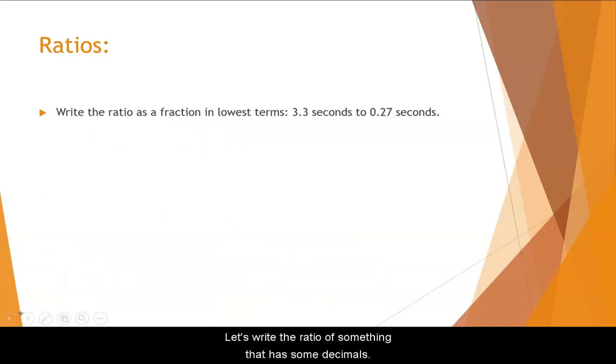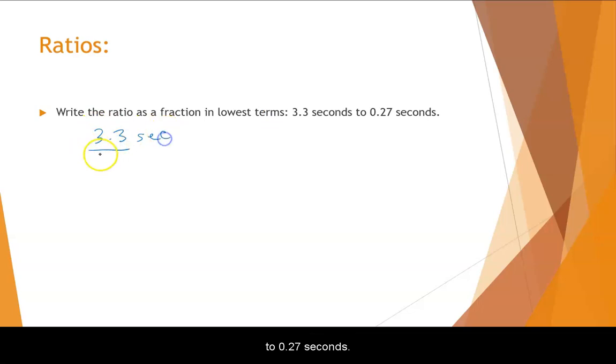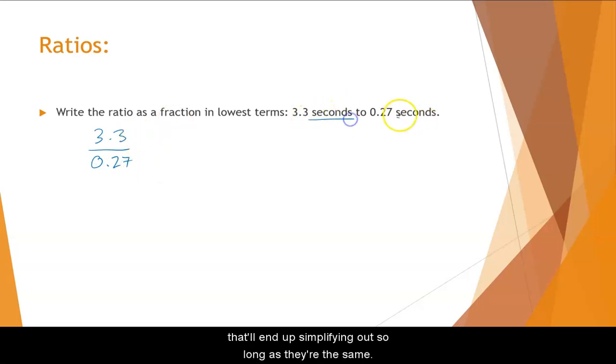Let's write the ratio of something that has some decimals. We want to write the ratio as a fraction in the lowest terms of 3.3 seconds to 0.27 seconds. I don't care about the seconds and seconds. That'll end up simplifying out so long as they're the same.